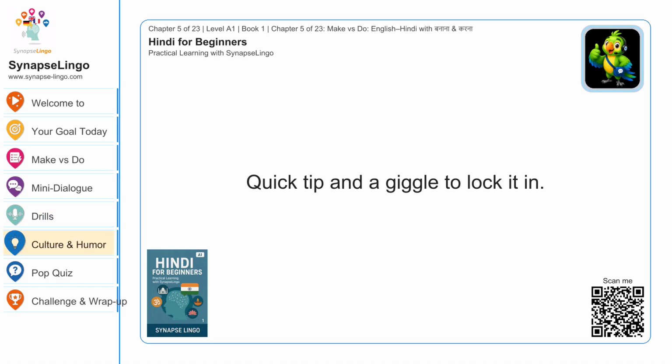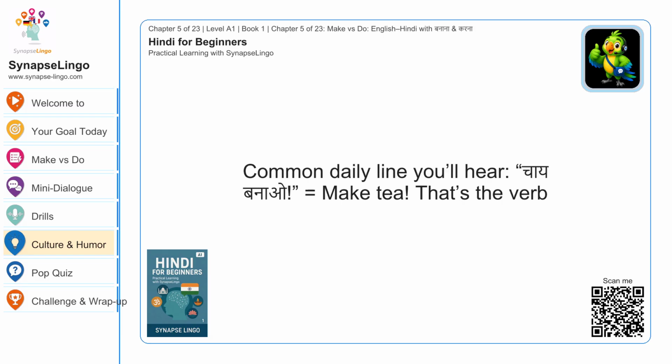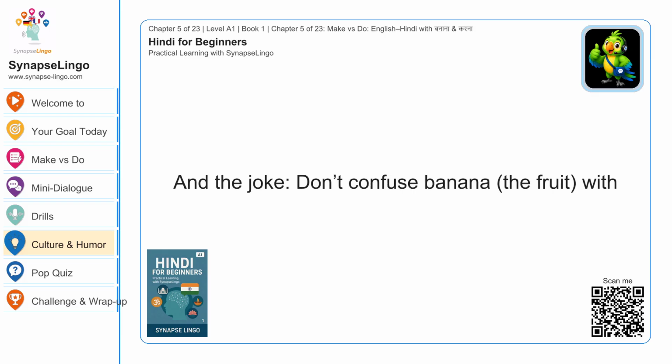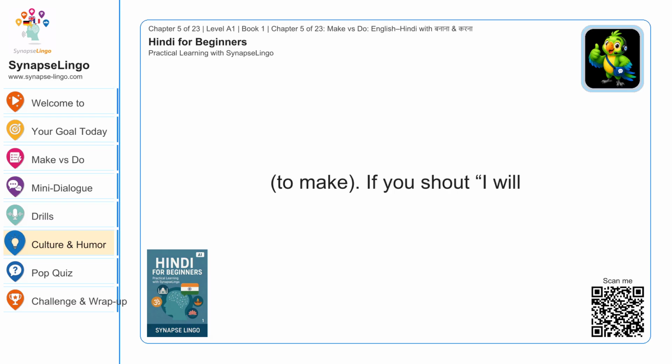Culture and humor. Quick tip and a giggle to lock it in. Common daily line you'll hear, chai banao, equals make tea. That's the verb बनाना in action. And the joke: don't confuse banana, the fruit, with बनाना, to make. If you shout, I will बनाना, the banana might think you called it.